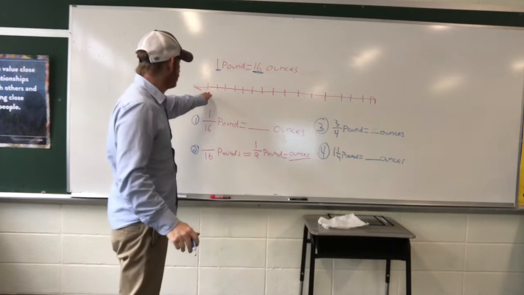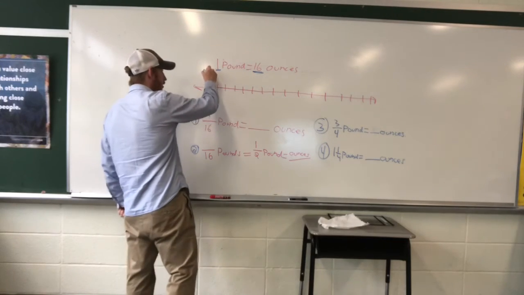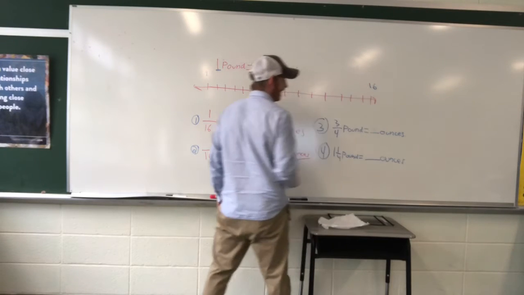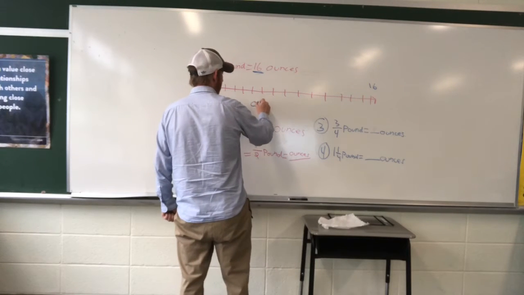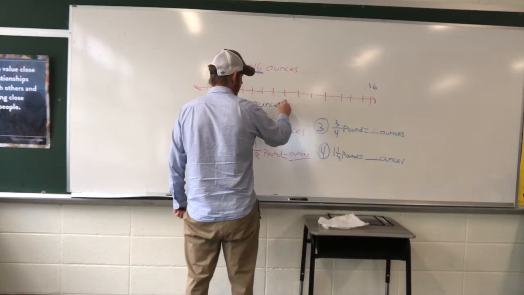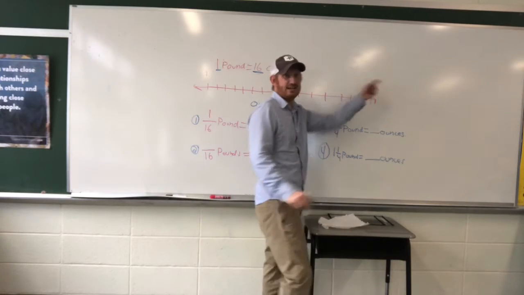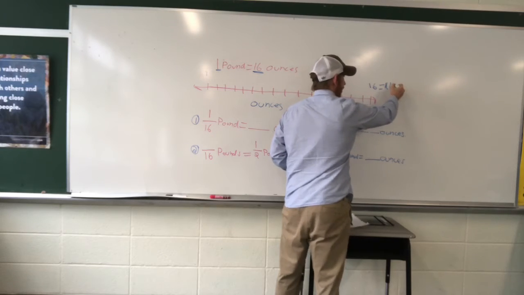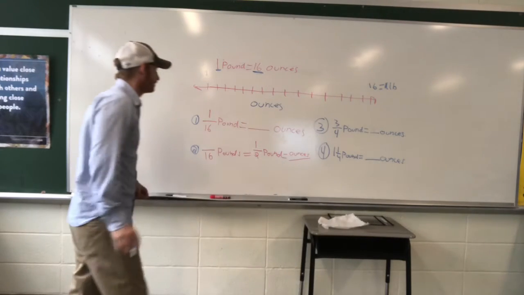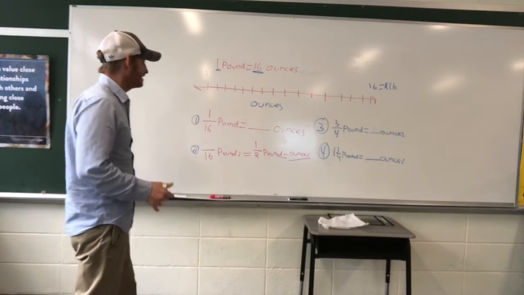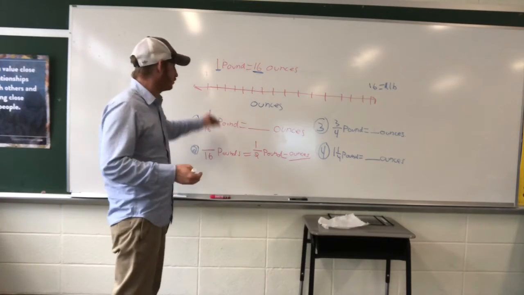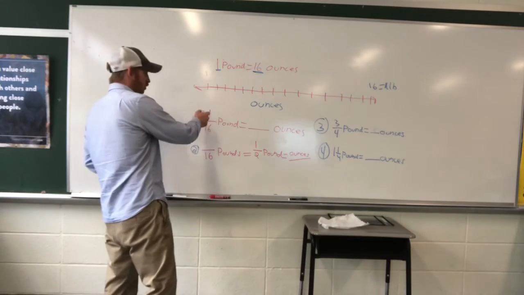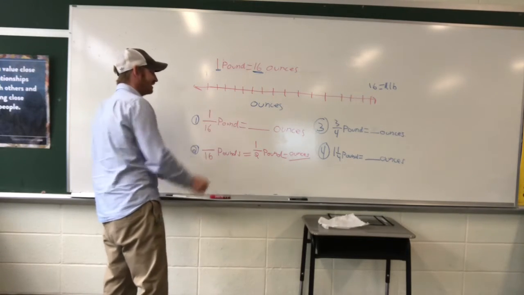And what I did here is I drew a number line. We have 1 and we have 16 on the end, and this is ounces. So when we get to that 16, obviously, that equals 1 pound. And now I can figure out what the conversions will be when they're in fractions. So for example, our first one, 1/16 of a pound.